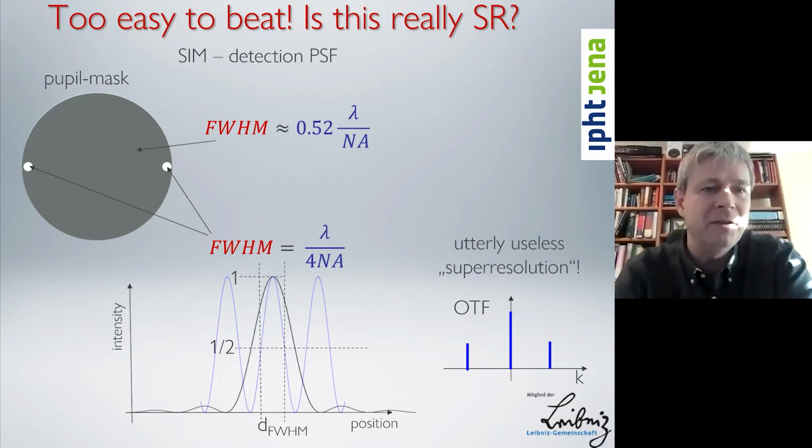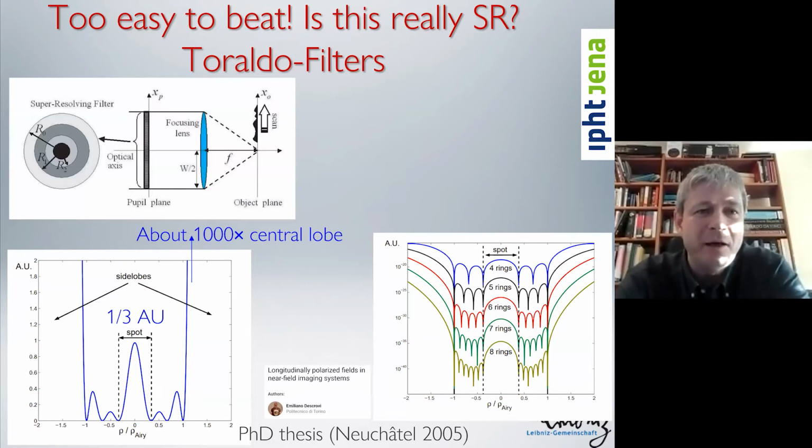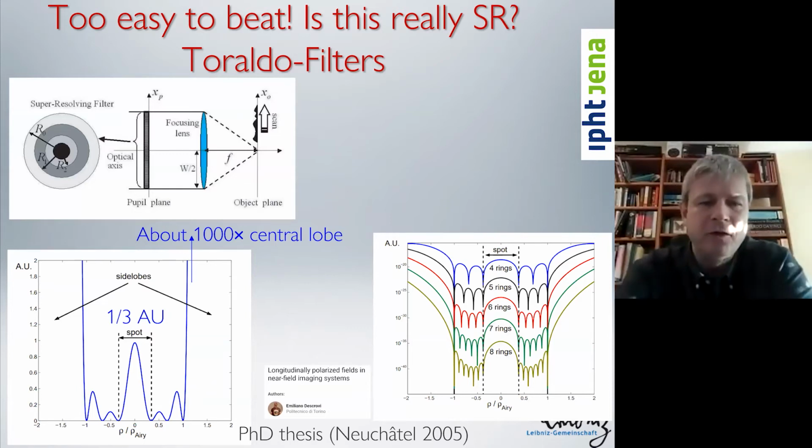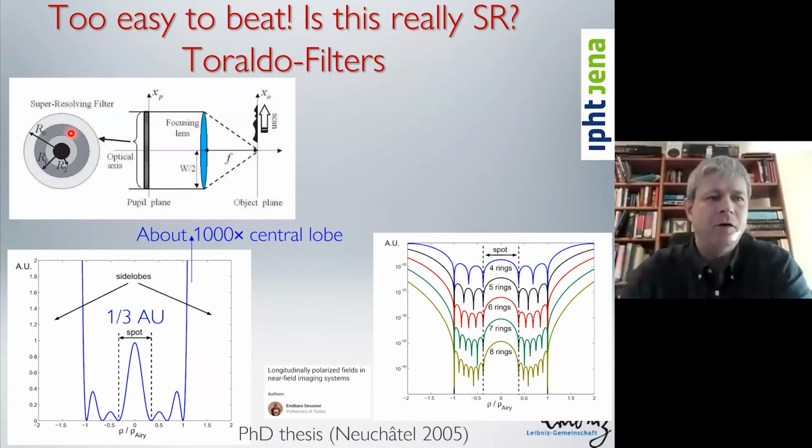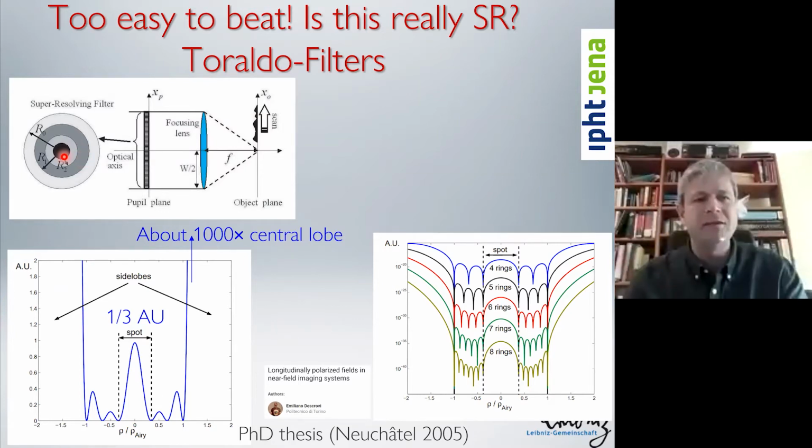So here's another example of a much debated way of doing this, which is called Toraldo filters. Toraldo di Francia had this great idea of having a ring of phase and amplitude modified apertures. So a series of rings. And if you do this modification in the right way, he found out that you can actually create a point spread function that looks pretty much like this. So it has a small central spot, and this spot can be significantly smaller than it normally would be. For example, here it's designed to be 1/3 of an Airy unit.